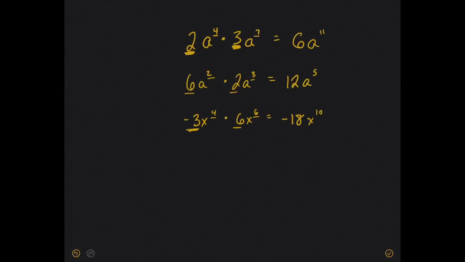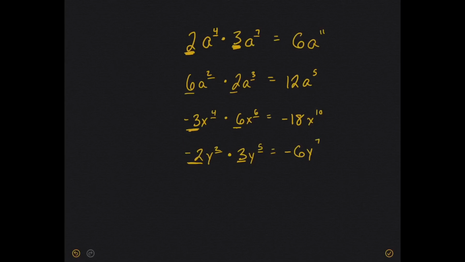And it's that easy. Say I had negative 2y squared times 3y to the 5th power. I would take my coefficients. Negative 2 times 3 is negative 6. Then I would add my exponents. So 2 plus 5 is 7.